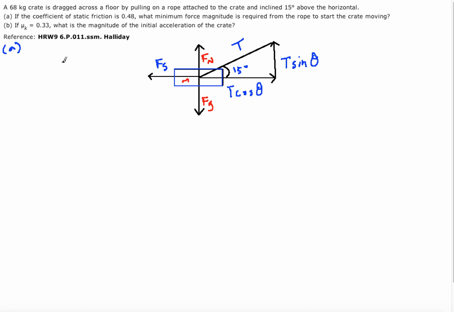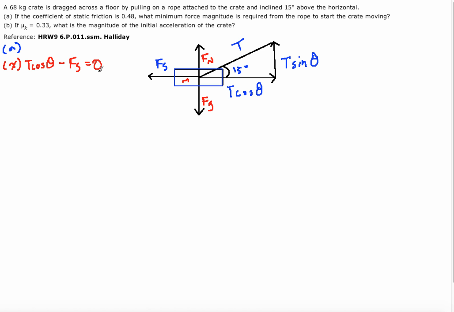Part A is asking, if the coefficient of static friction is 0.48, what minimum force magnitude is required from the rope to start the crate moving? So first let's write out the equations of motion for both the x and y components of the system. For the x component, we have T cosine theta minus the frictional force Fs is equal to 0.